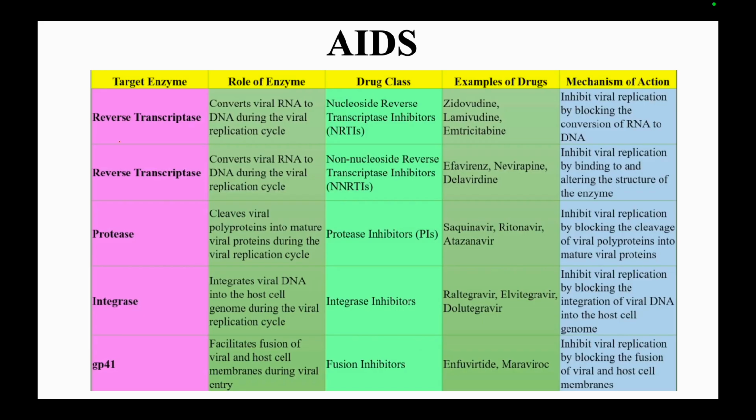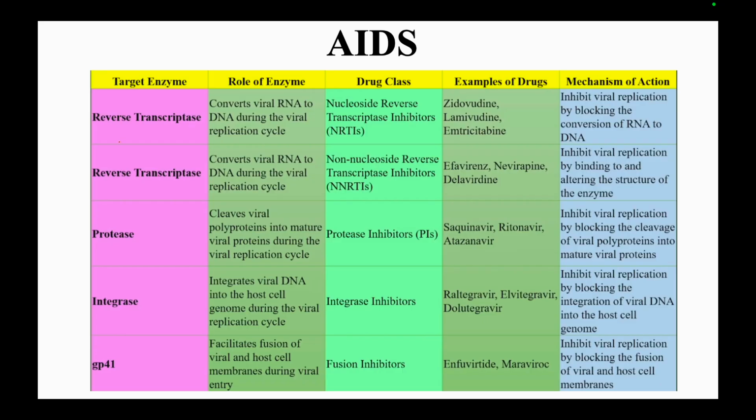Then we have AIDS, that is acquired immunodeficiency syndrome. AIDS is caused by the HIV virus, and it is a complication of HIV infection. These are the different enzymes which are found in the HIV virus.